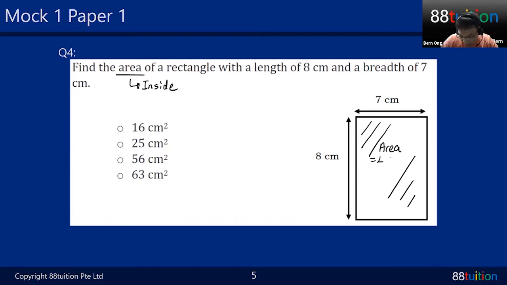So area is inside. Area is what? It's simply length times breadth. Okay. Length is what? 8. Breadth is 7. 8 times 7, 56. All right. We have the units as cm squared. This is the answer. So the answer is 56 cm squared. Woo! Okay. Easy.